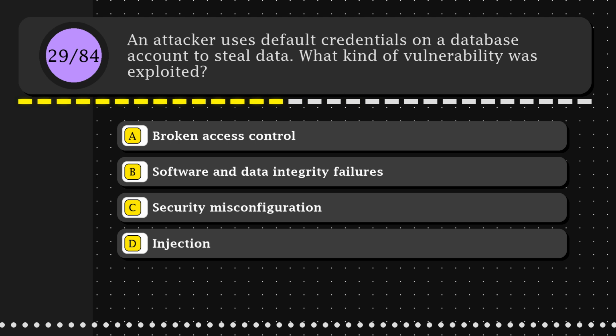Option A, broken access control. Option B, software and data integrity failures. Option C, security misconfiguration. Option D, injection.